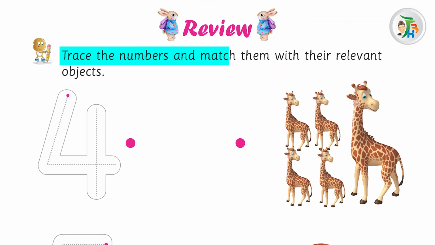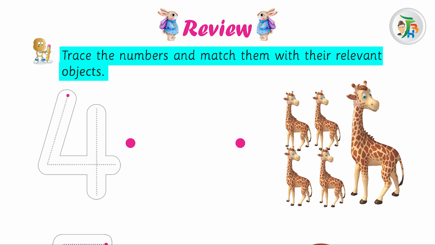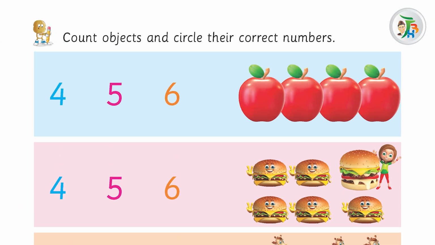Trace the numbers and match them with your relevant object. एक तरफ है numbers और दूसरी तरफ है objects. आपने objects को count करना है और जितने भी वो objects हैं उसको same number पे match कर देना है. The next page is count object and circle their correct number.